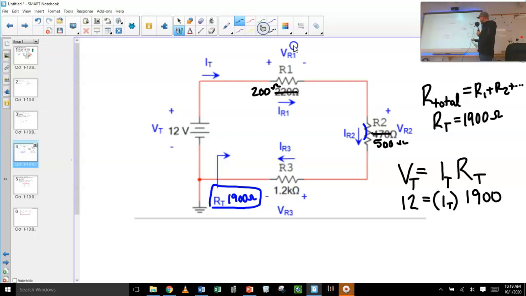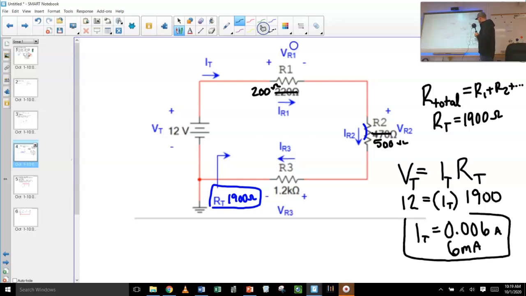So 12 divided by 1900 is 0.006 amps. Or, if you remember back from a little bit ago, move the decimal 3 places, that's 6 milliamps. So either one of these answers is correct. So that's the total current flowing through here. So in this problem, the current flowing through here is 0.006 amps.